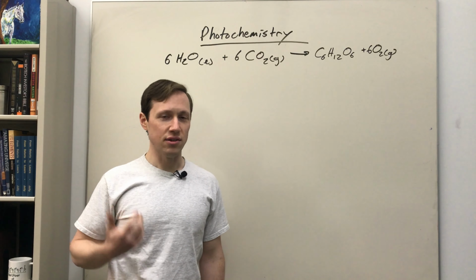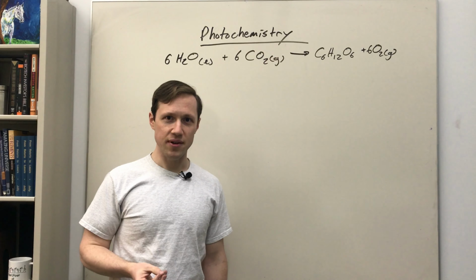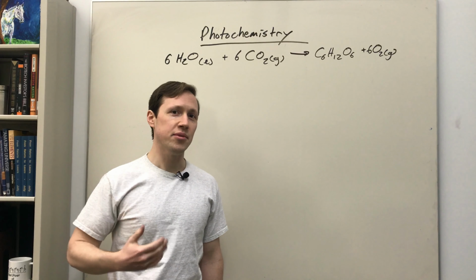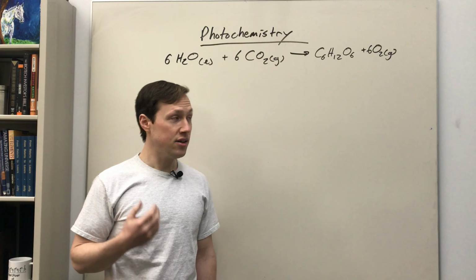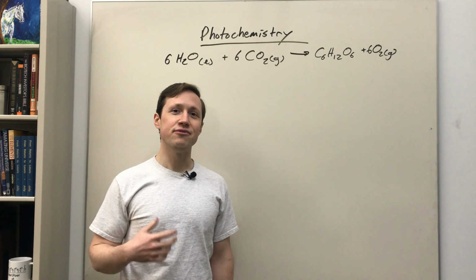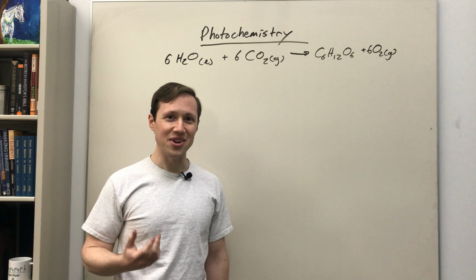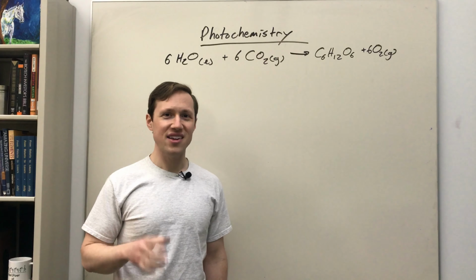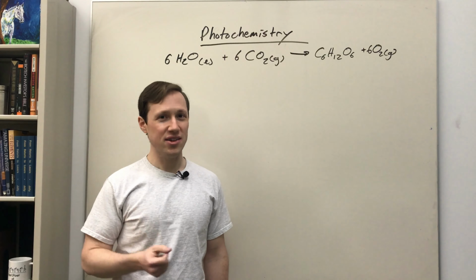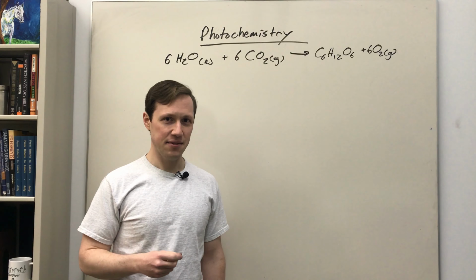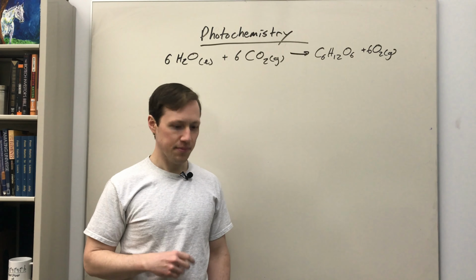We're now going to learn about photochemistry. That is, how to do chemistry with light. And in doing so, what we're going to see is that photochemistry gives us a tool to make impossible processes not just possible, but maybe even easy. Let's look at how that works.